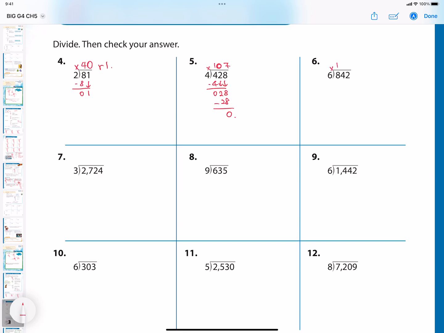Now 6 times 1 is 6. Take away 2, bring it down, 4. And 4 is what? 24. Take away, nothing. Okay, bring it down, 2. Oh, 2 is less than 6, so that means you can't do anything on this. Okay, so show them I didn't do anything, but remainder is what? 2.